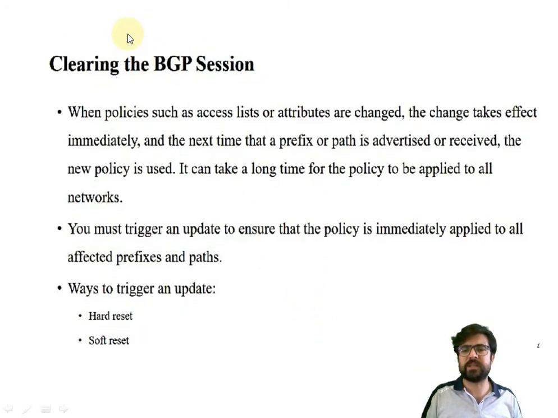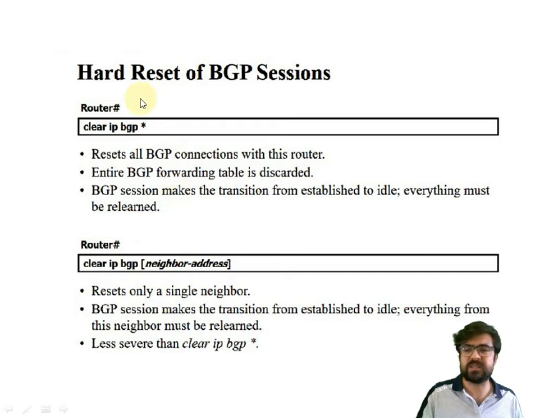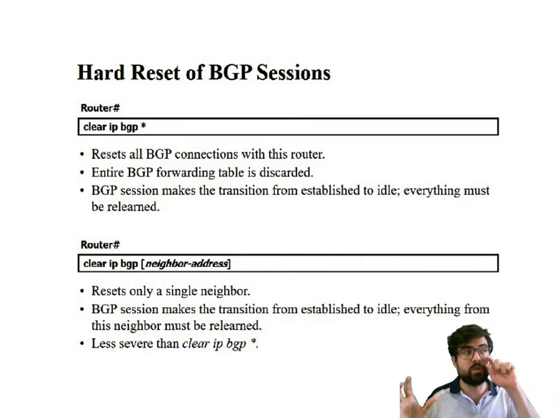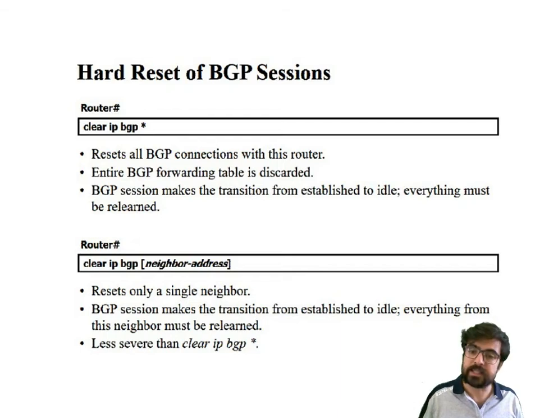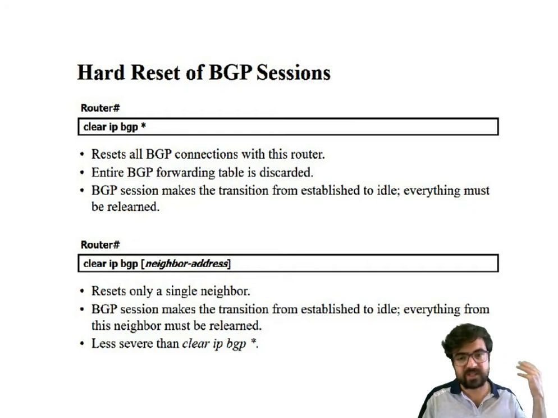And clearing the BGP session. Sometimes you're going to change a policy and you want to clear your BGP session. You have a hard reset and you have a soft reset. What is the hard reset? Just type clear ip bgp. Finish. Or you can use it for a specific neighbor, for example, clear ip bgp and the neighbor address. But you know what the point is? If you do it, it's a hard reset. So all of the BGP connections on the router will be gone. The entire forwarding table will be discarded.